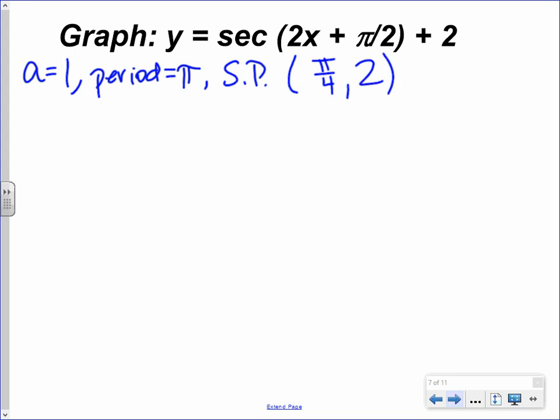Our d value is 2. Should pi over 4 be positive or negative? Negative, because we have a shift to the left. All right. So our starting point is negative pi over 4, 2. Our a value is 1. So our frame is going to stretch up to 3 and down to 1.